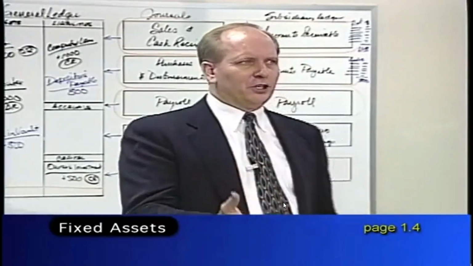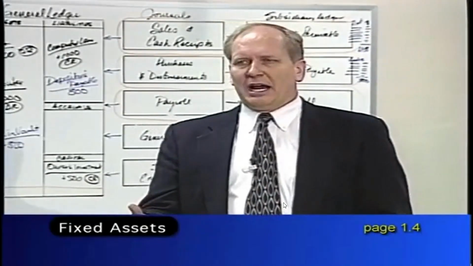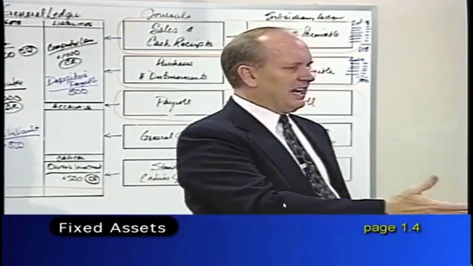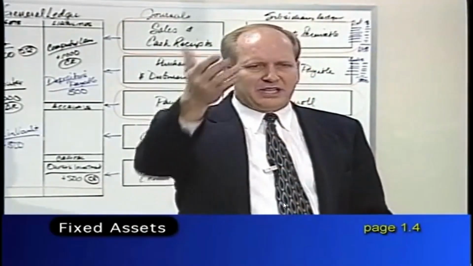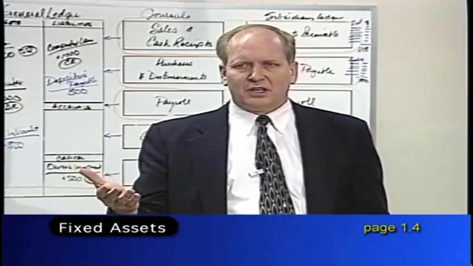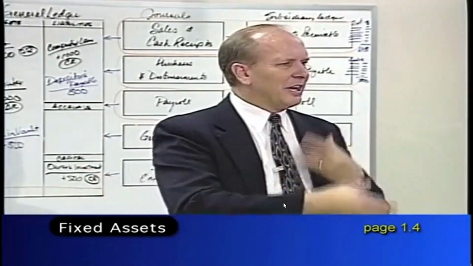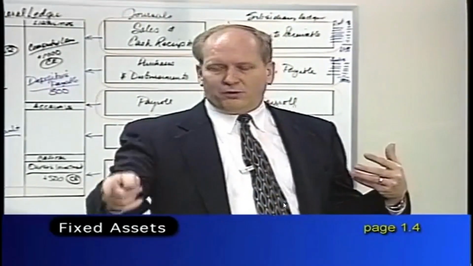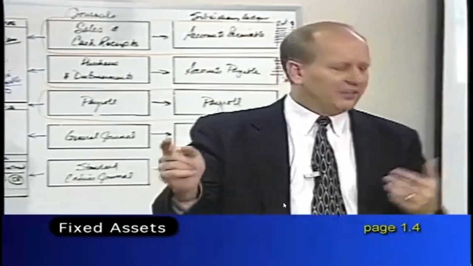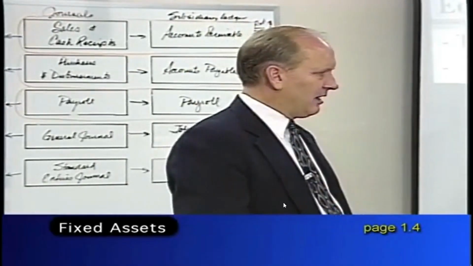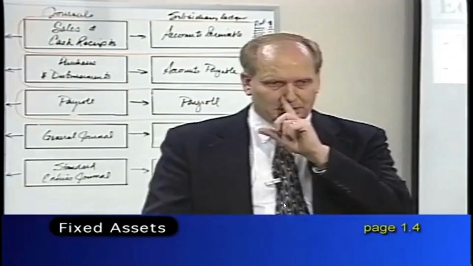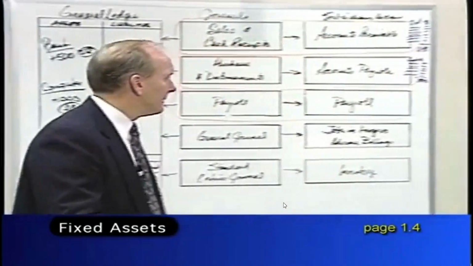Now, if we're a furniture dealer and we buy 5 desks, and 4 of them we put a price tag on, and the 5th one we take back to the owner's office to use, how are we going to handle that purchase of 5 desks? 4 of them will be inventory, and the last one will be fixed assets. Do you see that? Okay? So we distinguish between those two.